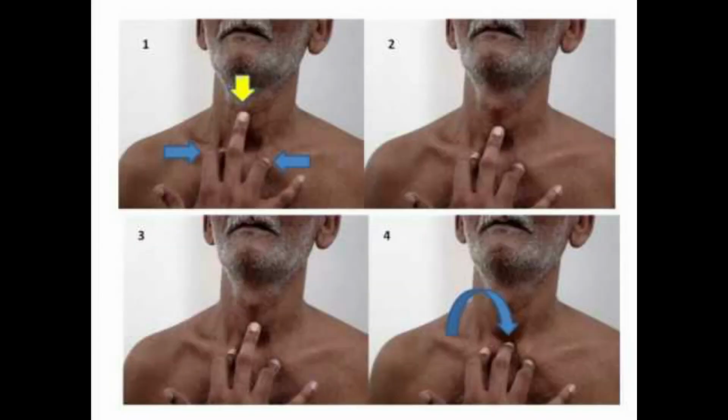If the filling of the vessel is from above downwards, possibly that indicates superior vena cava obstruction. If it is from below upwards, usually that is due to inferior vena cava obstruction. Next, we have to palpate to assess the position of the trachea. Regarding the position of your patient, ask your patient to sit on the bed. That means the sitting position is a better position.